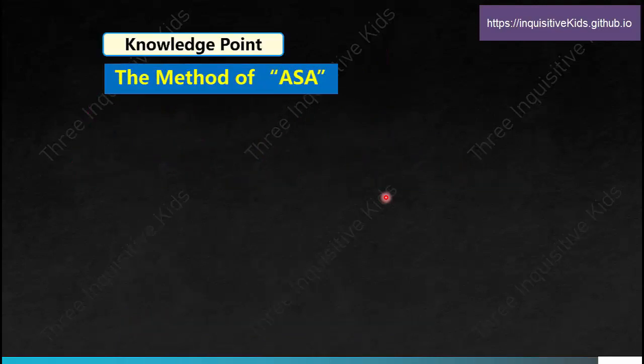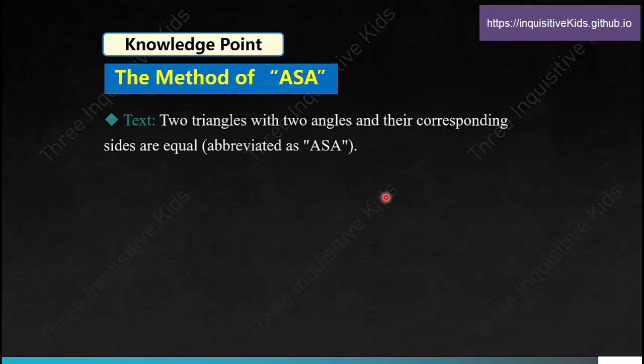Knowledge point: the method of ASA. Text representation: two triangles with two angles and their included side corresponding and equal, abbreviated as ASA. Because the A represents angle and S represents side, so it's angle, side, angle. So it's saying two triangles that have two angles and one side equal, and it's the side sandwiched in between the two angles.